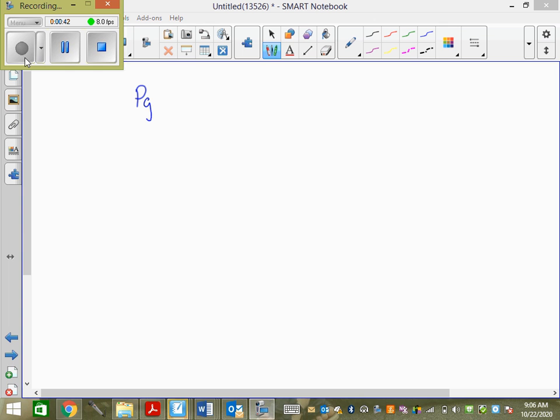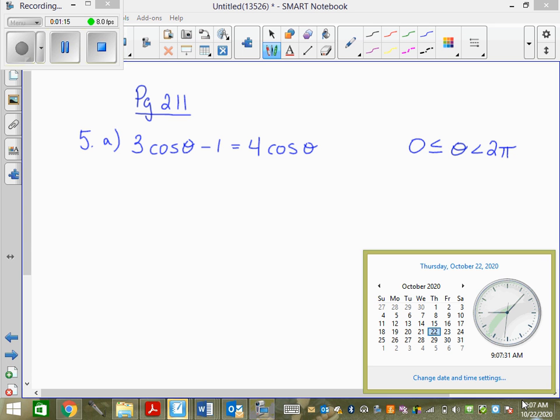Page 211. We're doing number 5a. 3 cos theta minus 1 equals 4 cos theta. And we want it from 0 to 2 pi. If you notice, 2 pi is not included, right? So if the answer 2 pi came up, I wouldn't be allowed to use it because it's not included, it's just less than it.